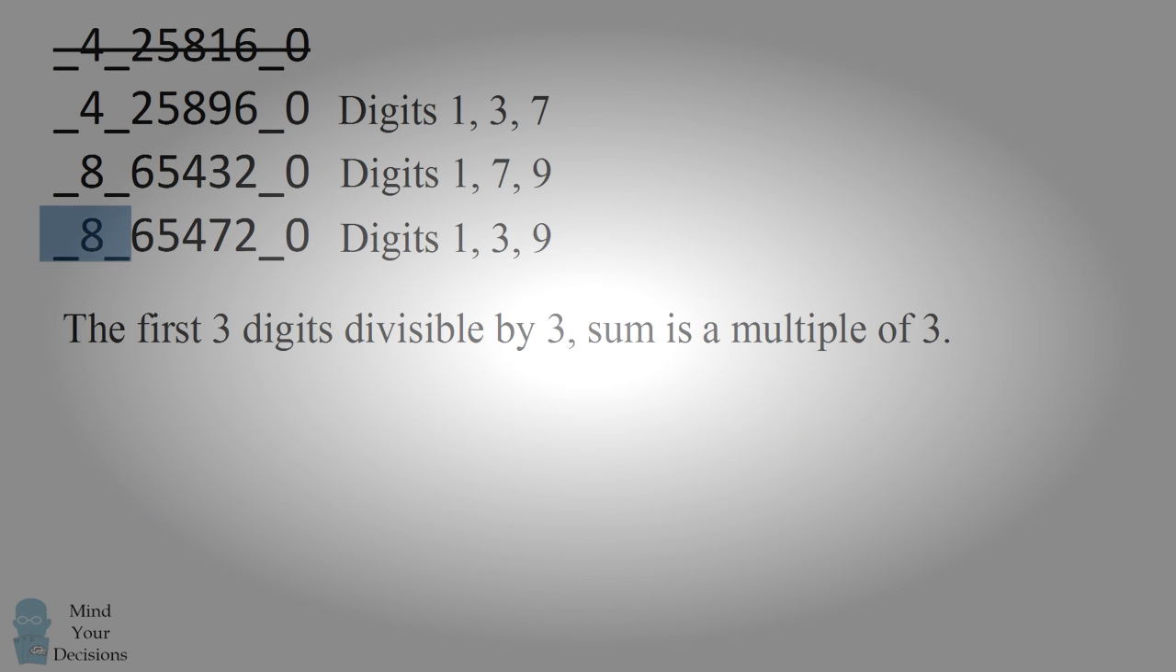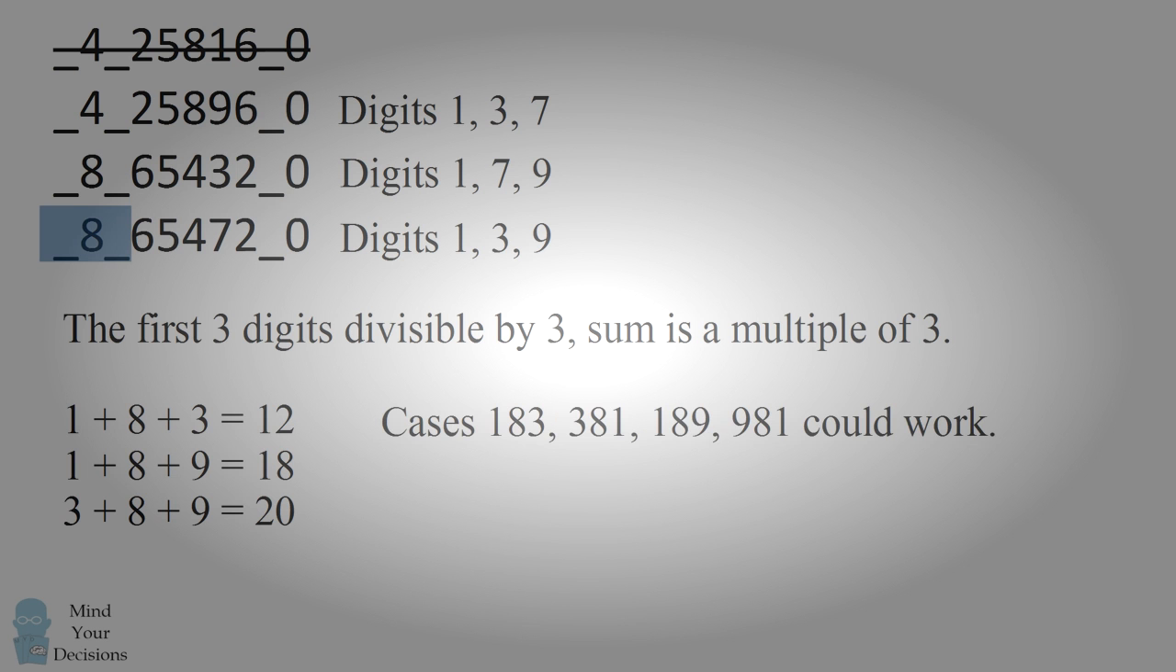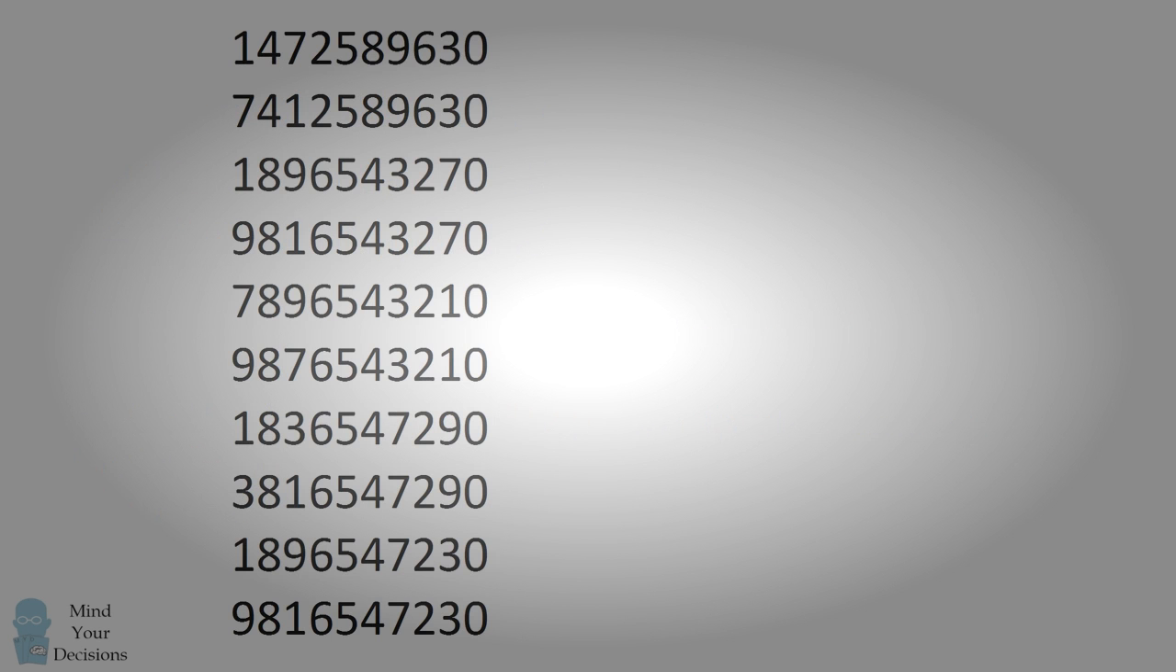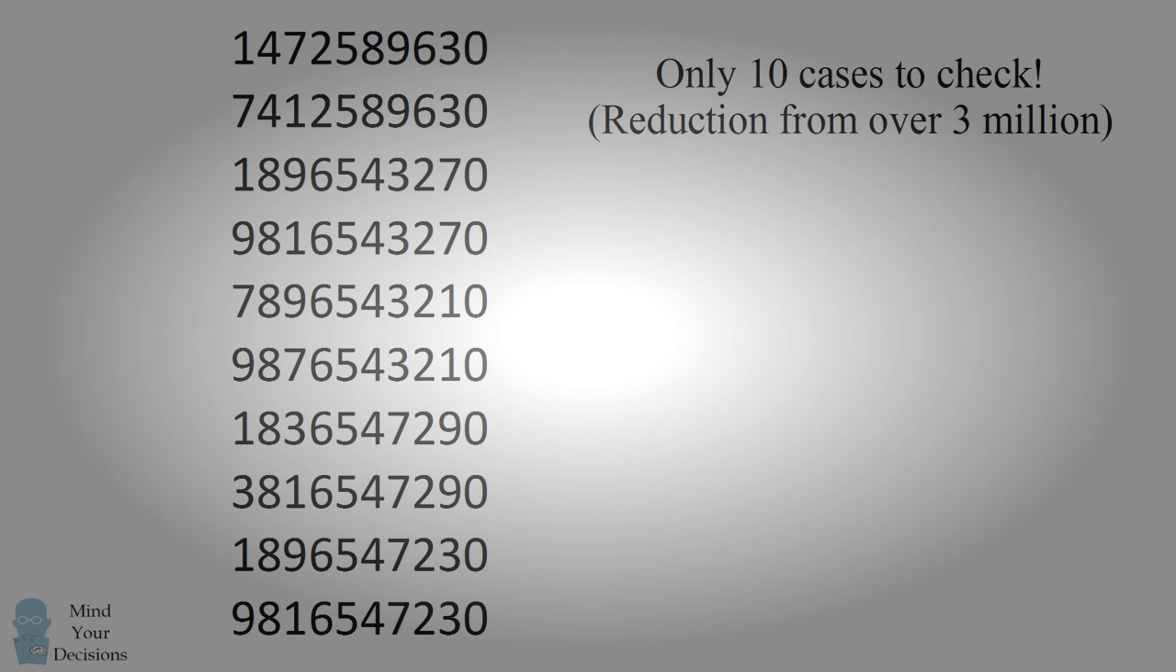The final case is similar. There are 2 possibilities to get to a multiple of 3, which leads to 4 different cases. So we have 4 plus 4 plus 2, which is a total of 10 different numbers. So we've reduced this from over 3 million numbers to check, and there are only 10 possible numbers that this could be. Now, which number is the answer?